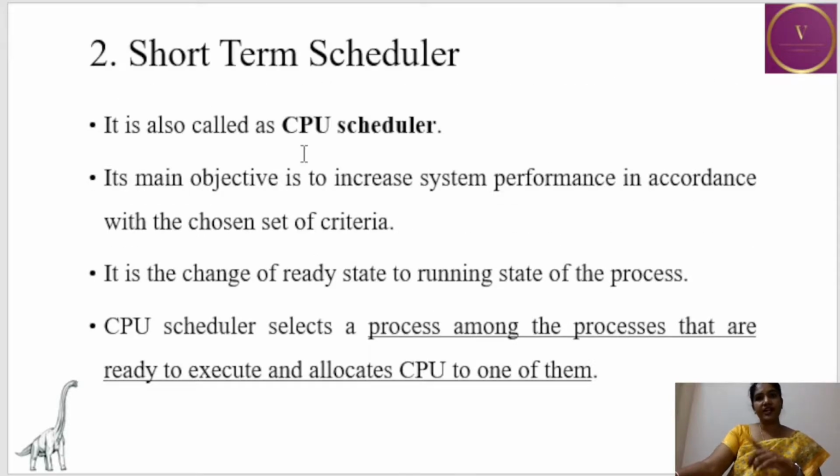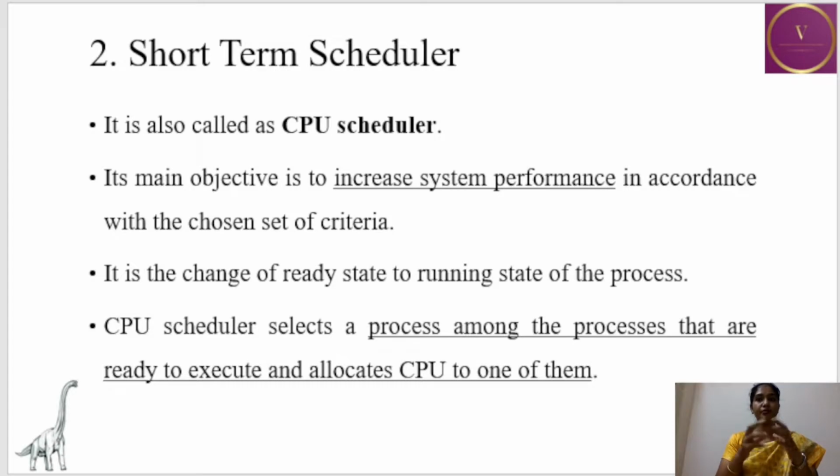The next is the short-term scheduler. Short-term scheduler is also called the CPU scheduler. Its main objective is to increase system performance in accordance with the chosen set of criteria, and it handles the change of a process from ready state to running state. This short-term scheduler works between the ready state and the running state of a process.